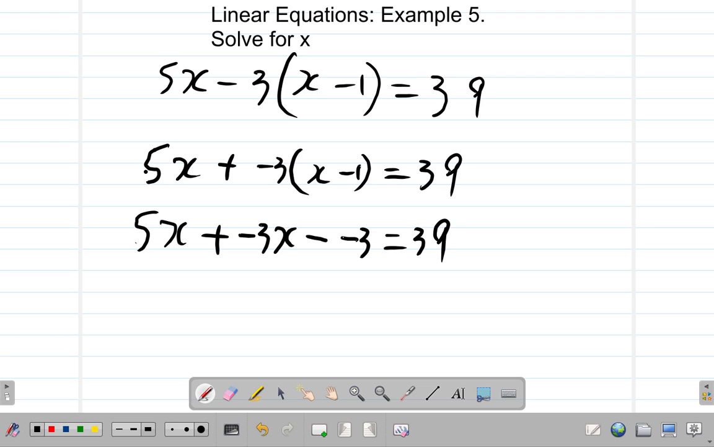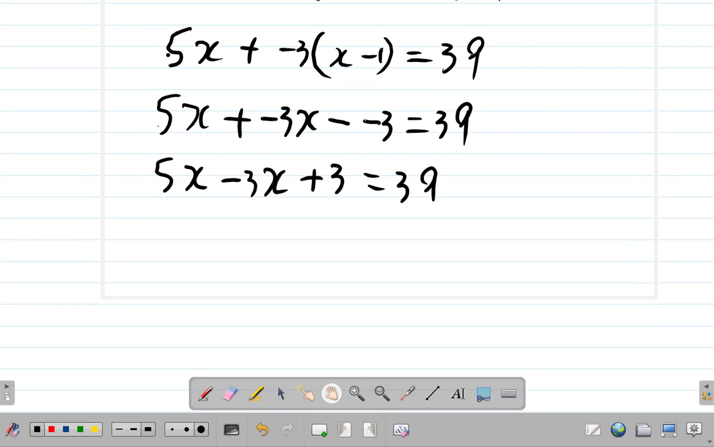Now, here, what you have is 5x plus negative 3x means minus 3x. Minus negative 3 means plus 3 equals 39. Alright. Now, we have 5x minus 3x. 5 of anything minus 3 of that gives you 2. So it's 2x. Alright. So we have 2x plus 3 equals 39.